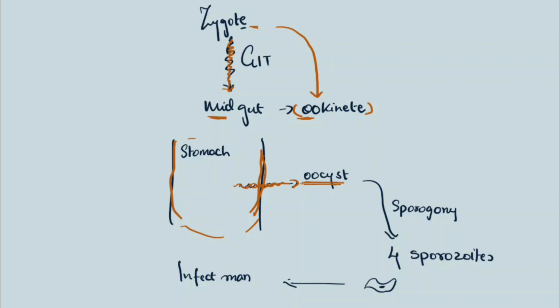Now, this oocyst undergoes a stage called sporogony and gives rise to 4 sporozoites. Now, these 4 sporozoites are exactly what had infected man before. And once they get into man again, you have the whole cycle again and back to sporozoite again. And with that, we come to the end of the malarial life cycle in both man and mosquito.